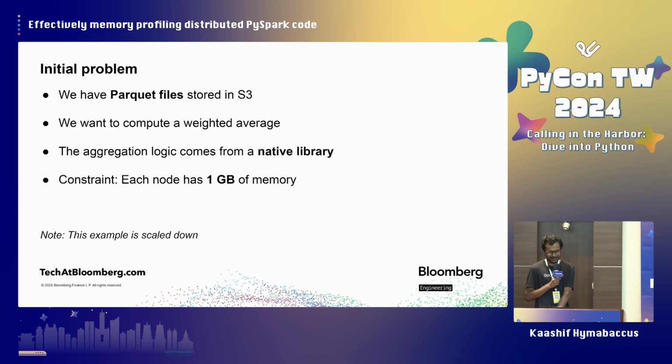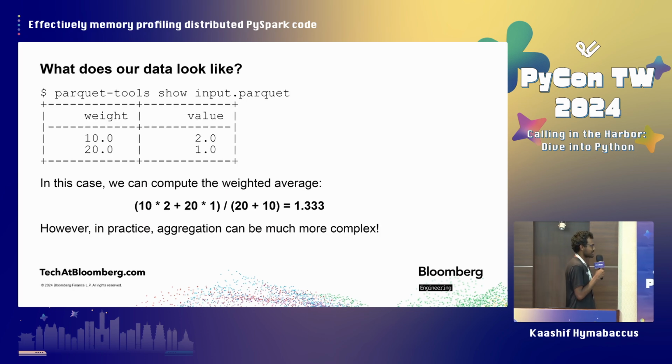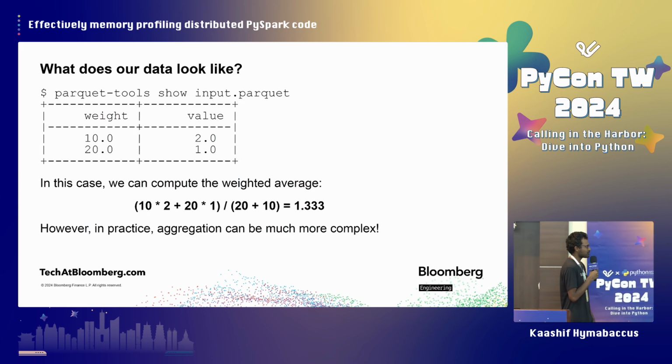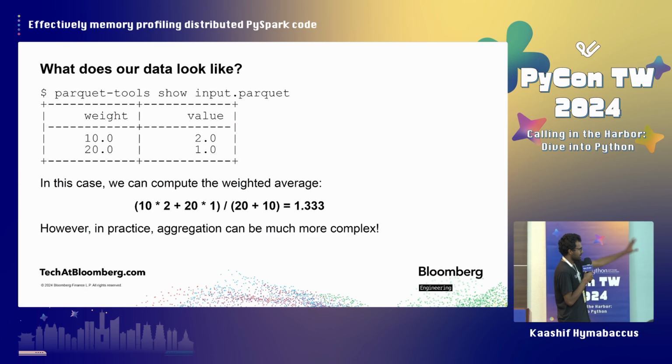Okay, so what does our data look like? So here is one of the example Parquet files. It has 2 rows. And we have some weights. So on the left are the weights, the first column, and some values. And the algorithm in this case is super simple. It's just a normal weighted average. So you multiply each value by each weight, sum that up, and then divide by the total weight. So it's a super simple weighted average.